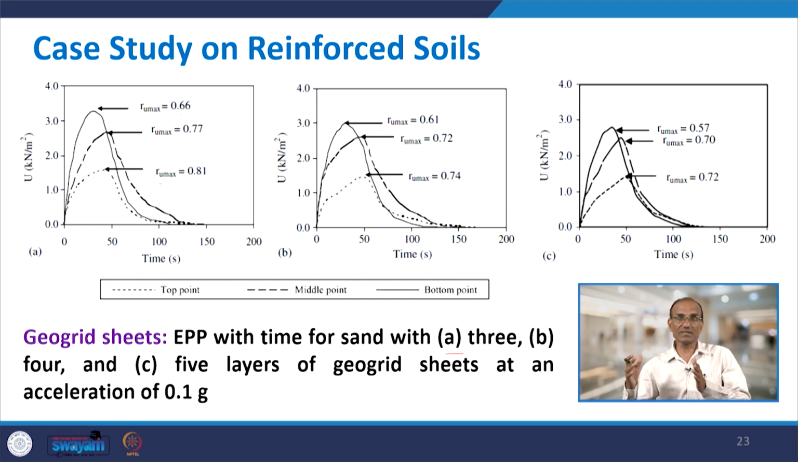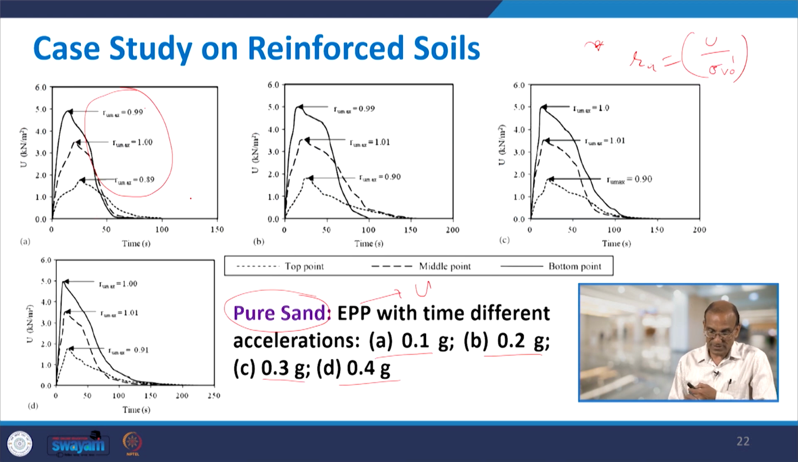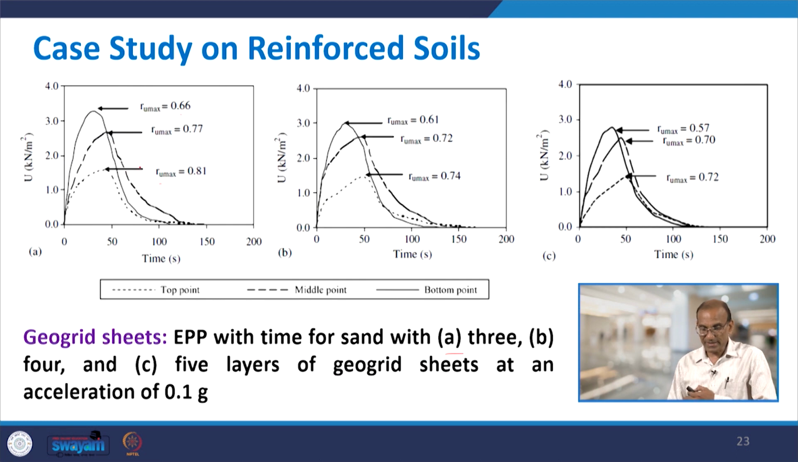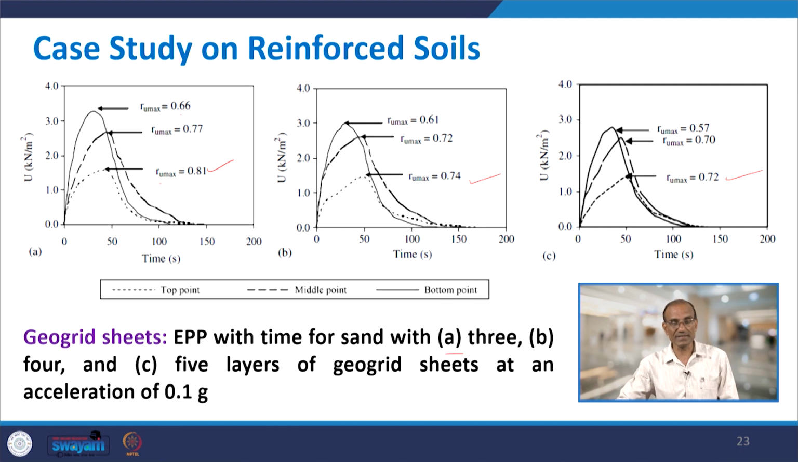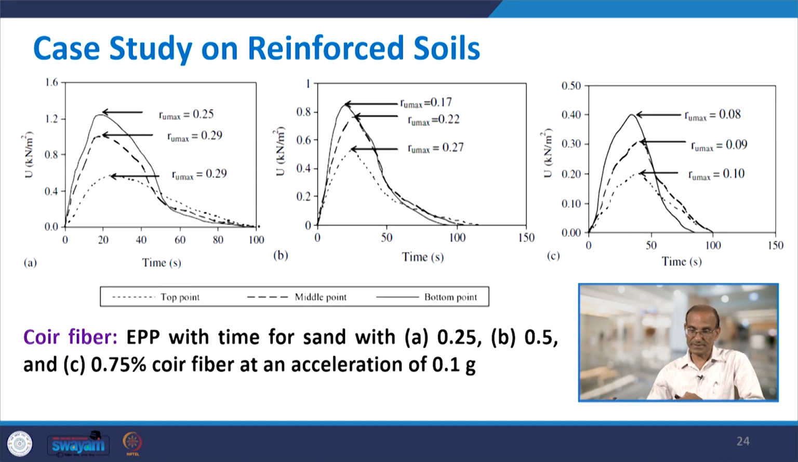However, when the number of geogrid sheets is increased, the value of RU max continuously decreases. Here the initial value was 0.89, then it becomes 0.81, then 0.74 and finally 0.72 at the top piezometer. So this is the effect of the geogrid reinforcement. That means if you have more geogrid sheets, then it is better. In that case, if you have 5 layers of geogrid sheets, the value of RU max decreases to 72% only.